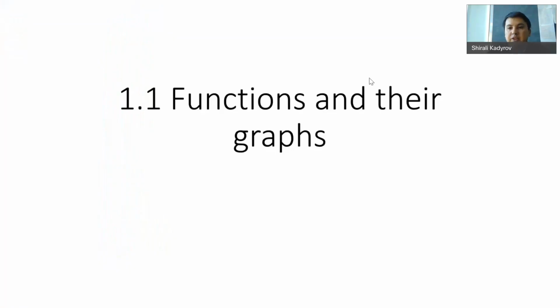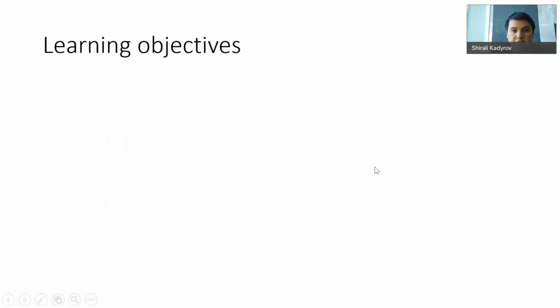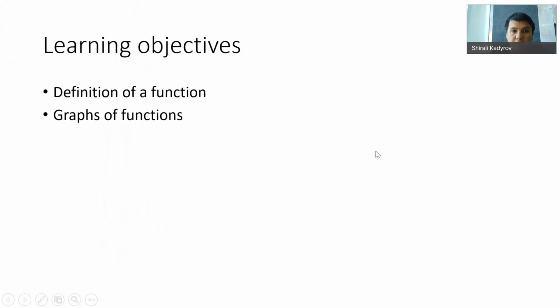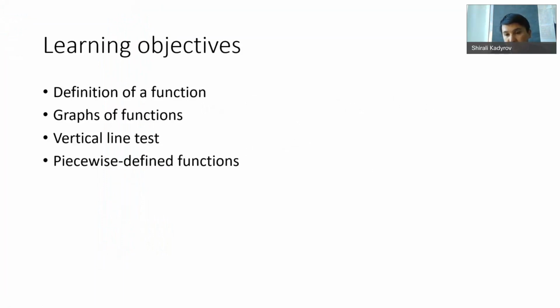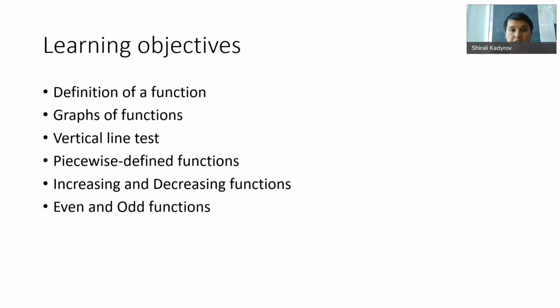Hello. So today we're going to discuss functions and their graphs. Let me briefly review the learning objectives. First we define what a function is, how to find its range, domain, etc. Then we discuss graphs of functions and the vertical line test, piecewise-defined functions, in particular the absolute value function. What does it mean for a function to be decreasing and increasing, even and odd functions?